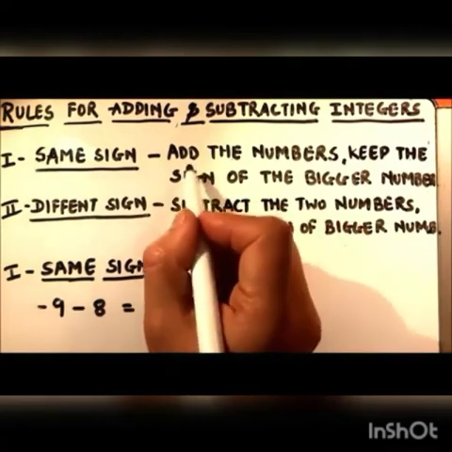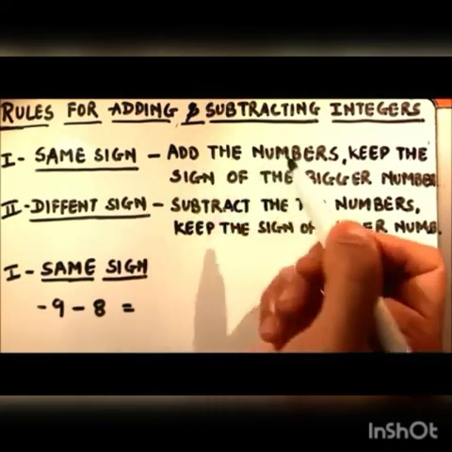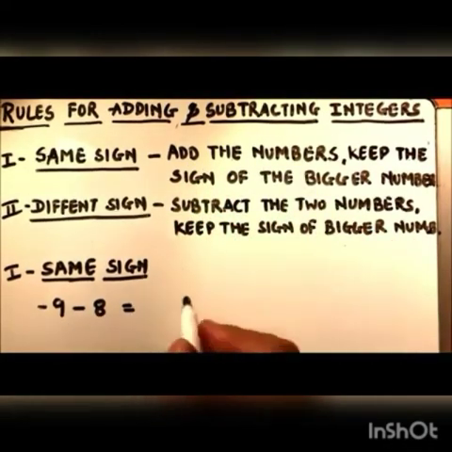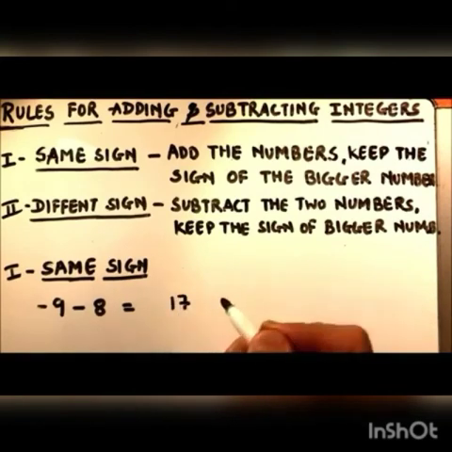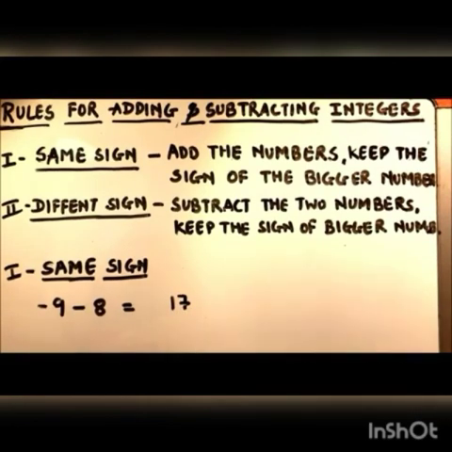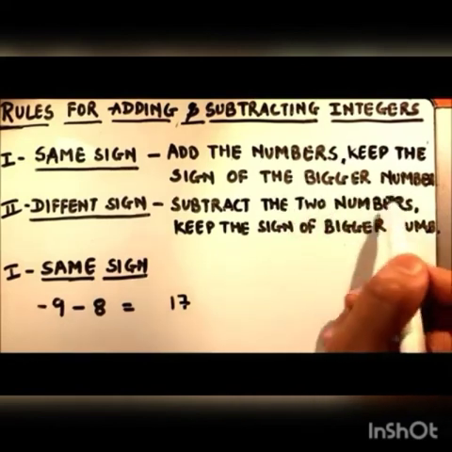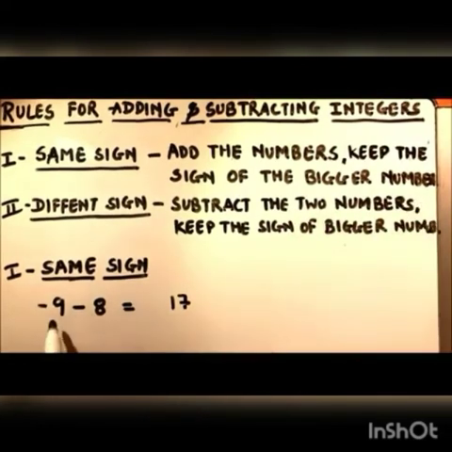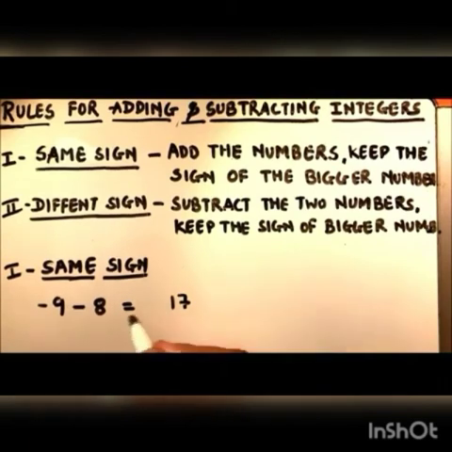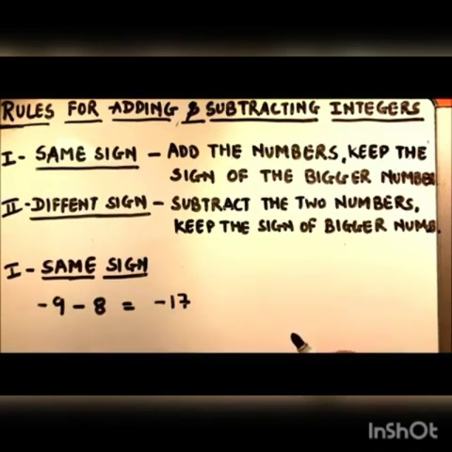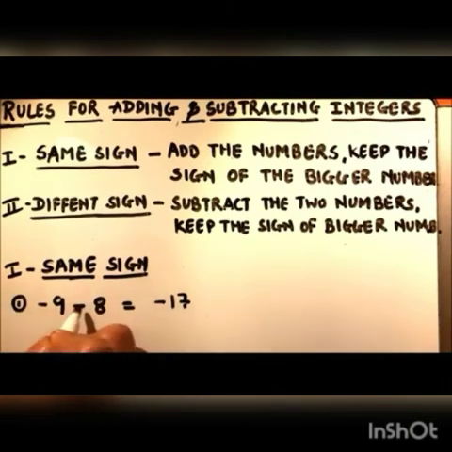So according to the rule, we'll add the two numbers. Addition of 9 and 8 is 17. So we have added the two numbers, and then we'll keep the sign of the bigger number. Here the bigger number is 9, and its sign is negative. So this will be negative 17. So this is number one, when the two are negative.